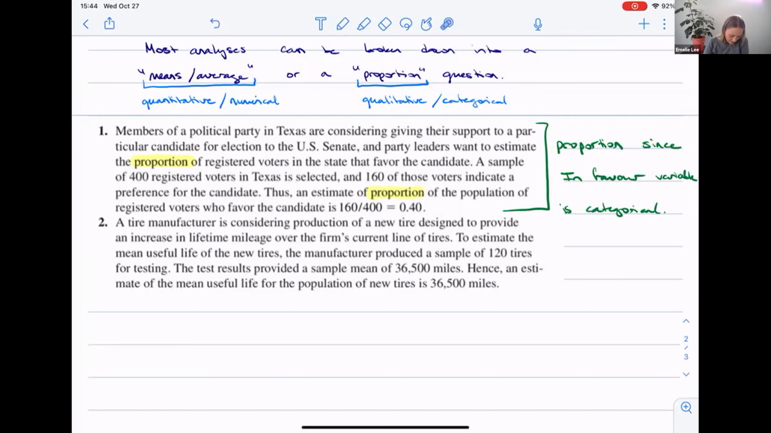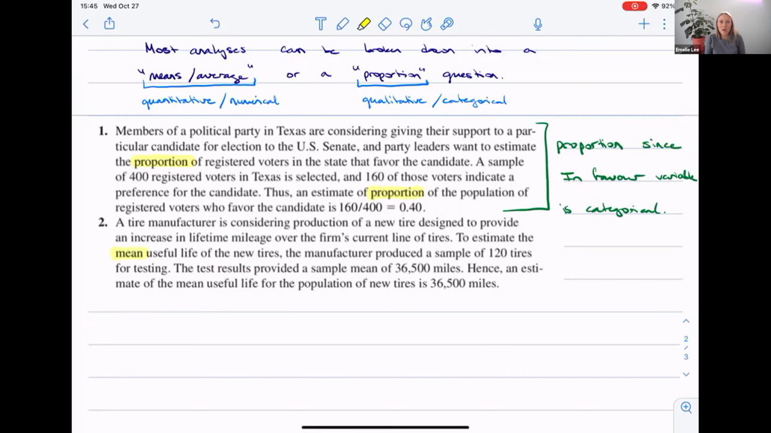So if we look at the next one, a tire manufacturer is considering production of a new tire designed to provide an increase in lifetime mileage over the firm's current line of tires. To estimate the mean useful life of the new tires, the manufacturer produced a sample of 120 tires for testing. The test results provided a sample mean of 36,500 miles. Hence, an estimate of the mean useful life for the population of new tires is 36,500.